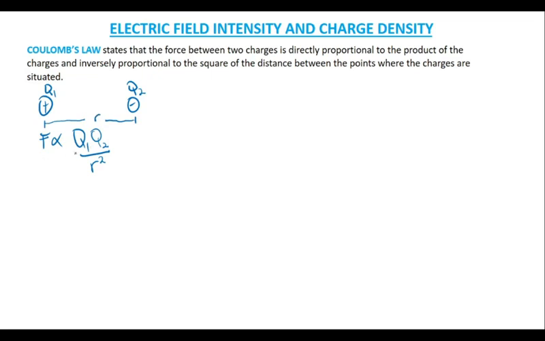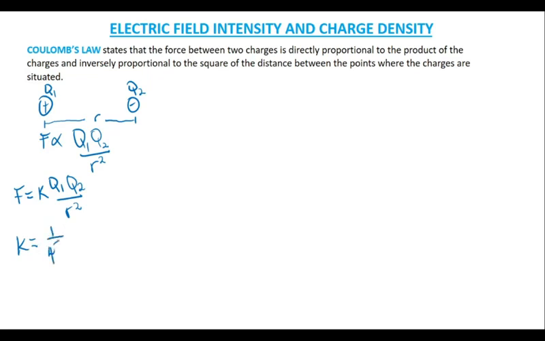So this is what Coulomb says, but whenever we introduce a proportionality sign, we need to take it out and introduce a constant. When we introduce a constant, this becomes F equals K Q1 Q2 all over R square. According to Coulomb, this is how you go about finding the force between two charged bodies.